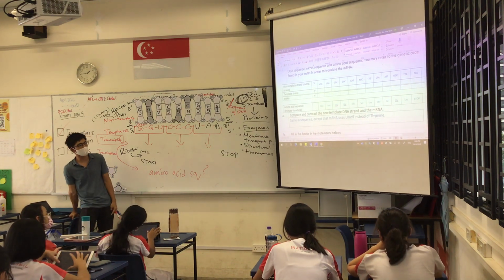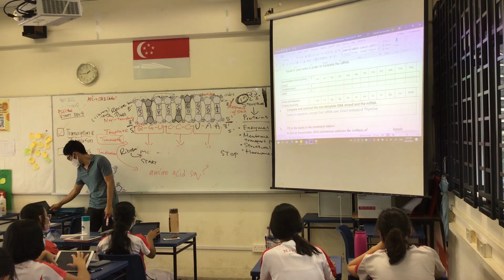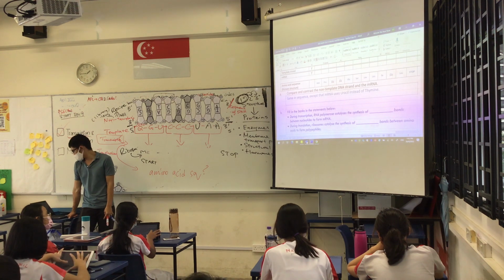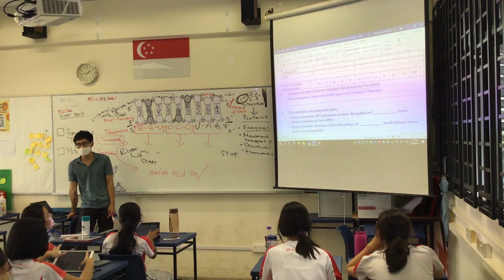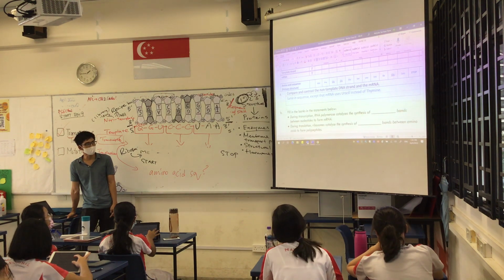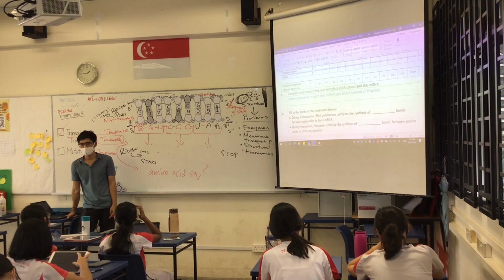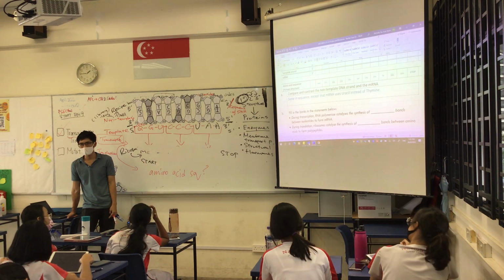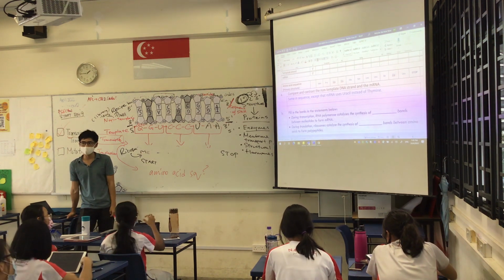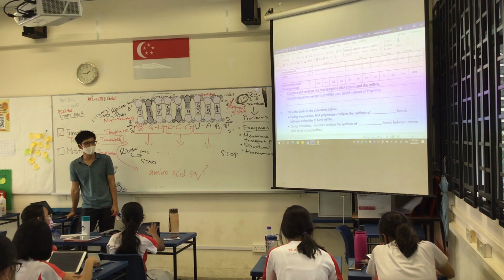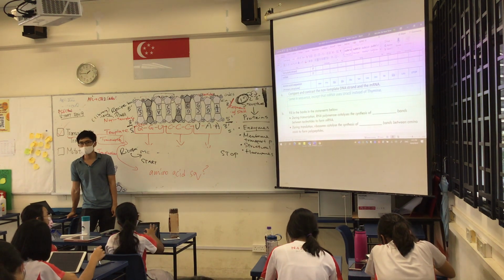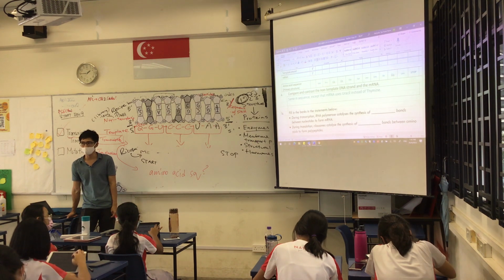Can you fill in the blanks for B? During transcription, RNA polymerase, which is the enzyme that transcribes the mRNA, what bonds are being used to produce the mRNA? Okay, I hope you can answer this yourself. Then during translation, when the ribosomes are linking the amino acids together, what bonds are being formed between the amino acids? Okay, I'll leave these two to you to discuss among each other.